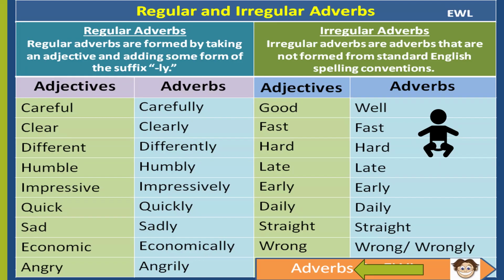Different, differently. Humble, humbly. Impressive, impressively. Quick, quickly. Sad, sadly. Economic is an adjective, economically is an adverb. Angry is an adjective, the adverb is angrily. Adjectives always modify a noun or pronoun, and when we add ly to adjectives, they become adverbs, and adverbs modify either a verb, an adjective, or other adverbs. These are regular adverbs.